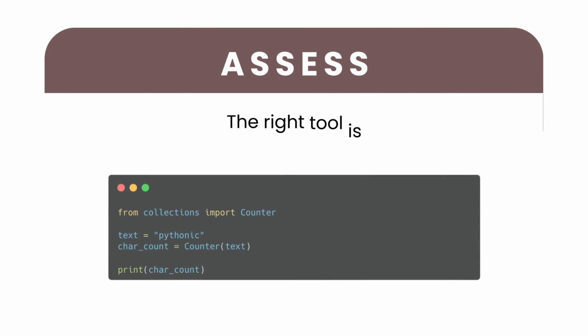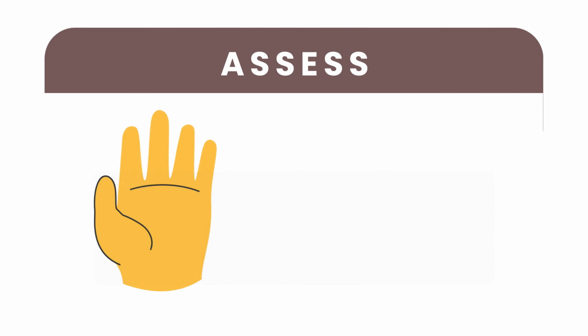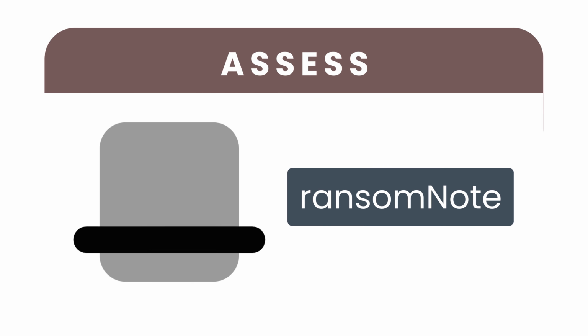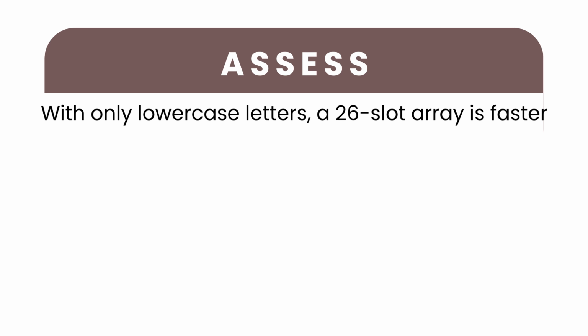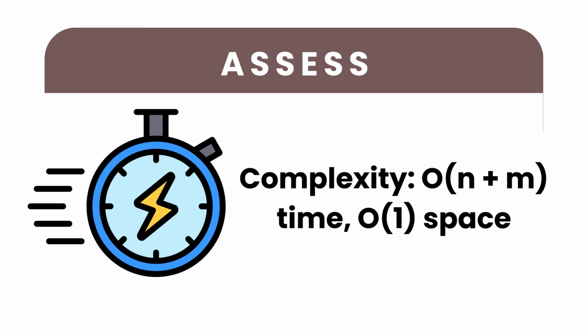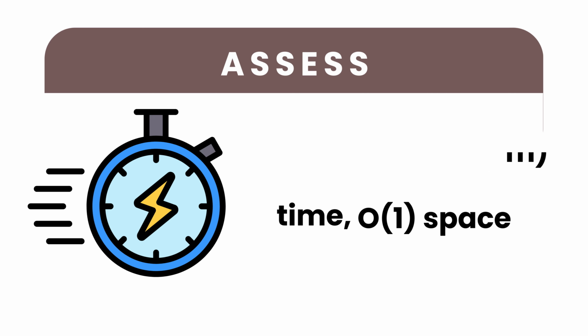Assess. The right tool is frequency counts. Count letters in magazine, then scan ransom note and check we never request more than we have. With only lowercase letters, a 26-slot array is faster than a dict. Complexity: O(n plus m) time, O(1) space.